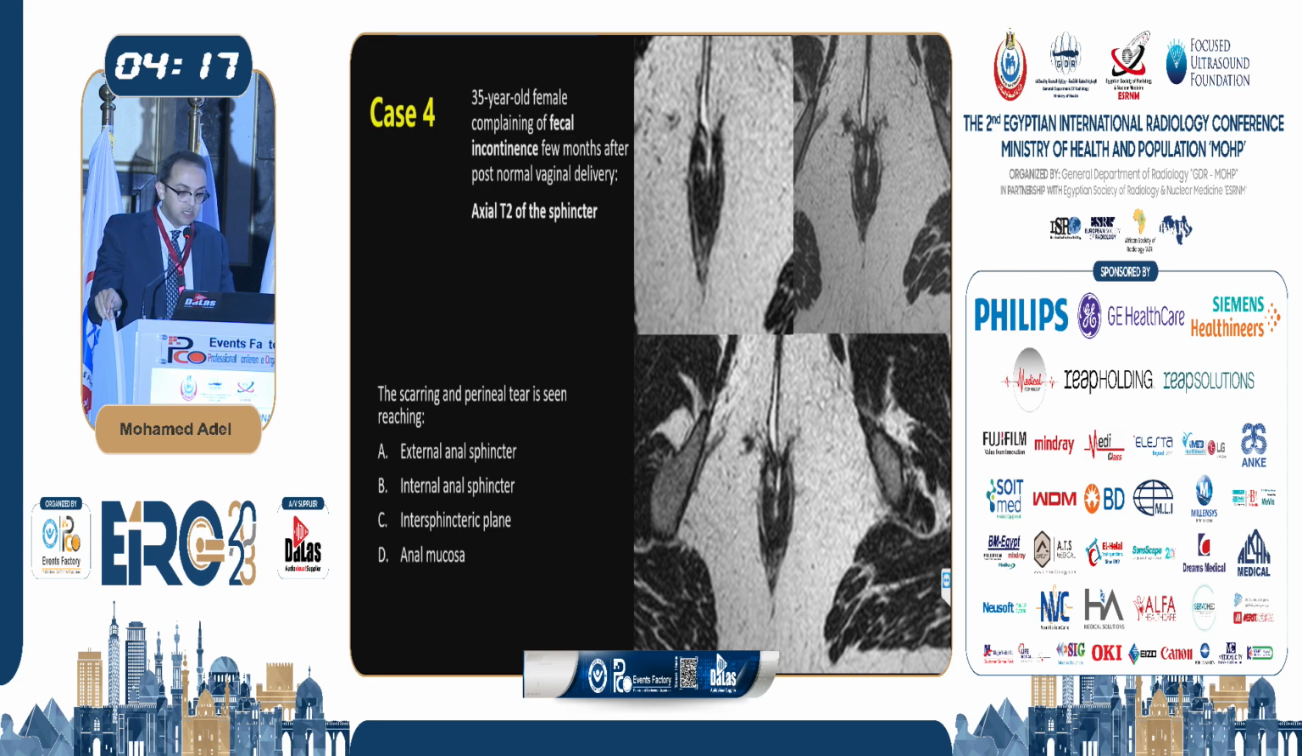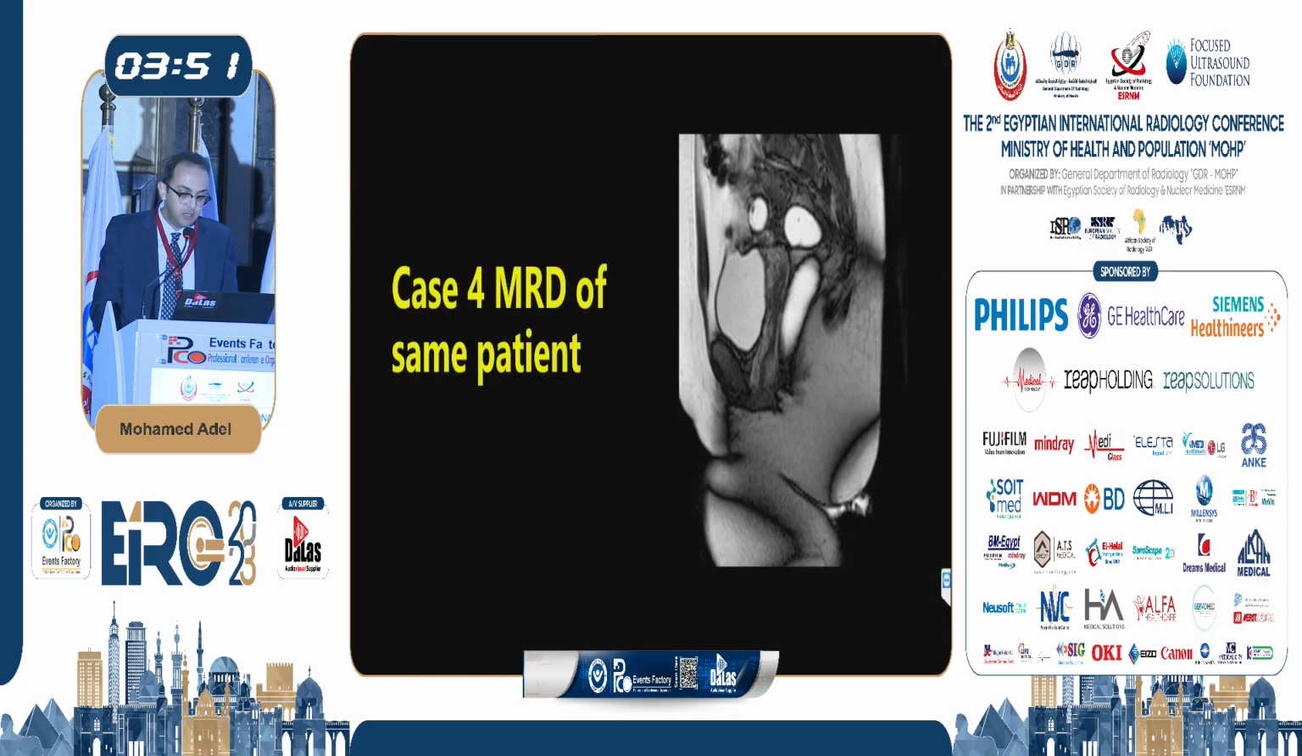Can you see that there's scarring and a perineal tear that's actually reaching the anal mucosa? If you look here, there's scarring and fraying of the deep external anal sphincter all around here, like it's almost completely deficient. And there's a defect over here within the internal anal sphincter that's actually reaching the mucosa. So this is a grade 4 perineal tear.